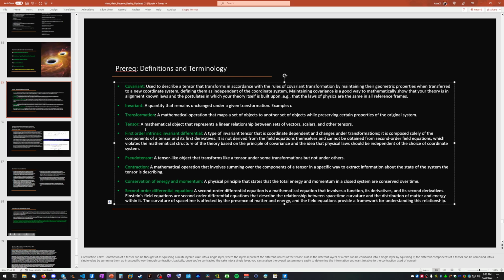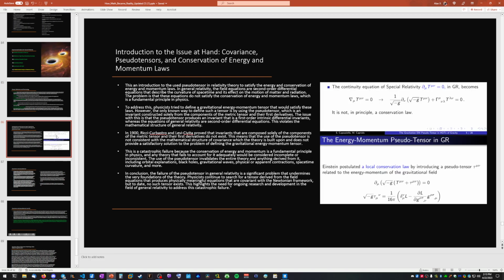Okay. So a tensor is a mathematical object that represents a linear relationship between two sets of vectors, scalars, and other tensors. So these tensors are how the space-time geometry is defined, and this tensor specifically is how the laws of conservation of energy are set so that they tend to zero.